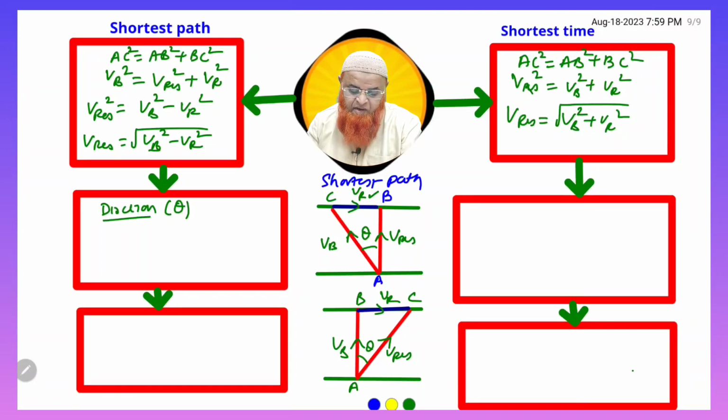So direction is nothing but angle theta. To find angle theta, you already know the velocity of the river and the velocity of the boat. In the case of shortest path, as you know the river velocity and your boat velocity, you have to consider opposite side by hypotenuse.